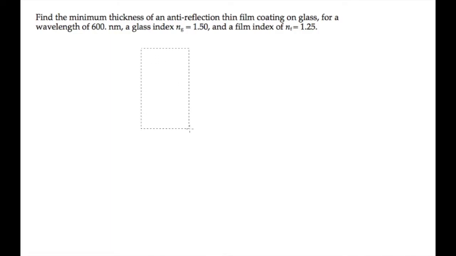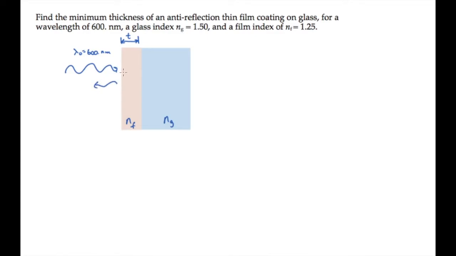The glass in this problem is to be coated with a thin film with a thickness of T so that reflections are eliminated at a wavelength of 600 nanometers. The reflected wave shown here is eliminated by destructive interference from the wave returning from the reflection off the glass.